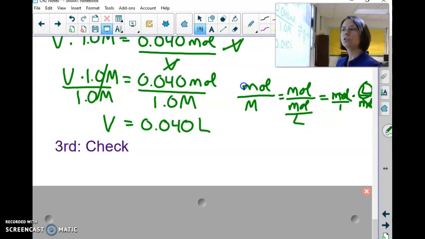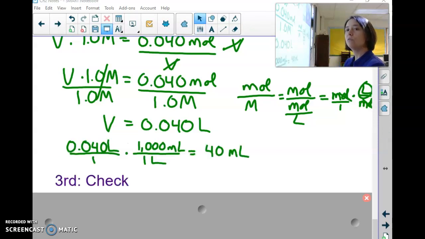It's really hard to calculate out or measure out 4/100ths of a liter. It's a lot easier to do that in milliliters. So please take a minute and convert that into milliliters. So if you got 40 milliliters, that is correct.